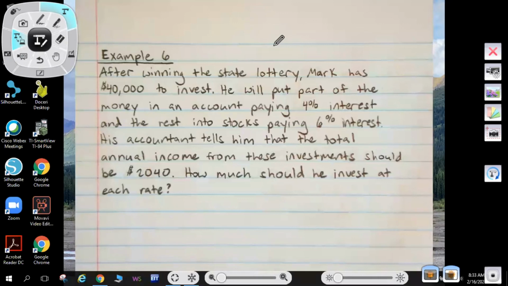Okay, let's read example 6 together. It says, after winning the state lottery, Mark has $40,000 to invest. He will put part of the money in an account paying 4% interest and the rest into stocks paying 6% interest. His accountant tells him that the total annual income from these investments should be $2,040. How much should he invest at each rate?